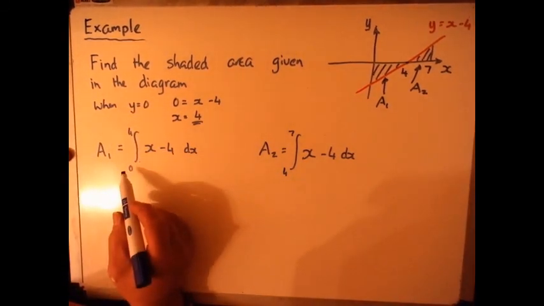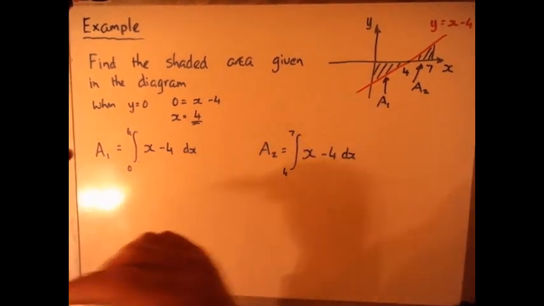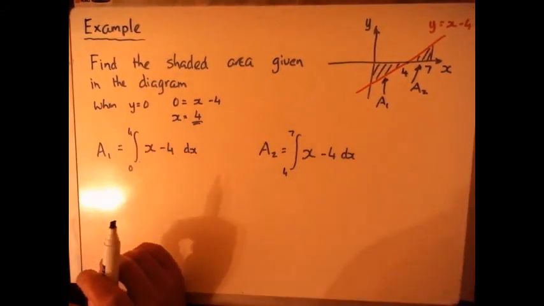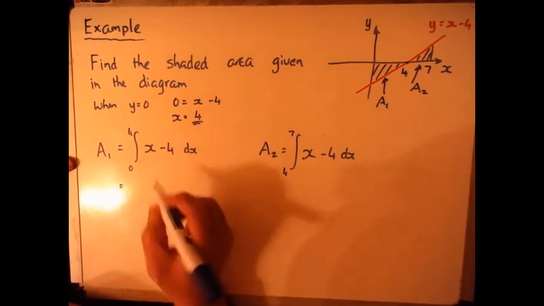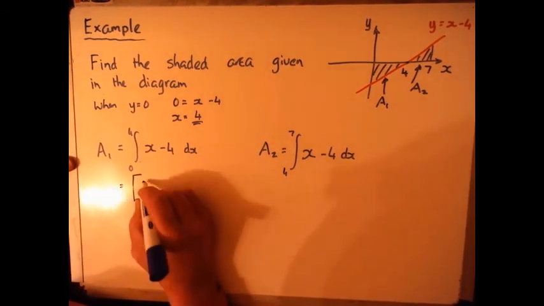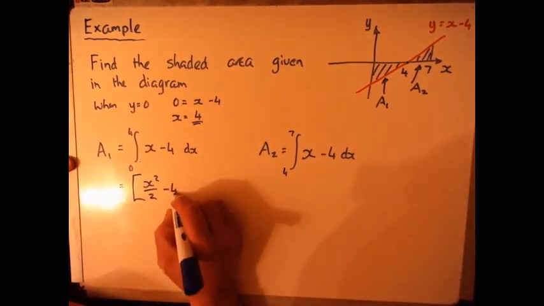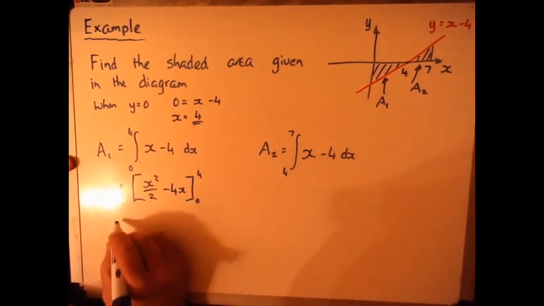So have a look at A1. Now we know this area lies under the curve. I'm expecting a negative answer, but then we can just change that to positive because we obviously can't get a negative value for an area. So we can go ahead and evaluate this. So we do our integration. It's going to be x squared over 2 minus 4x, and then the limits can go in.